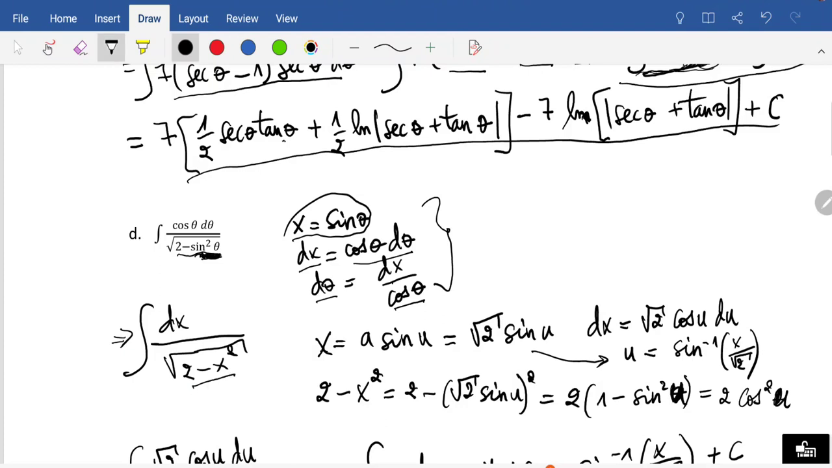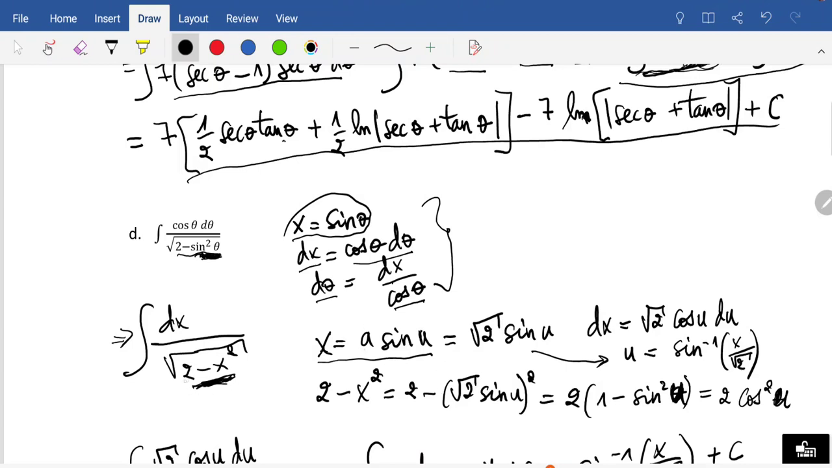Now this is a form that is equivalent to one of the rules that we are looking at, and in that case we can use the substitution x is equal to a sine u. In this case we used u instead of theta, just so we don't confuse it with the original theta that we had before. So u is just some arbitrary angle that we are using for our substitution. So in that case, what is our a?